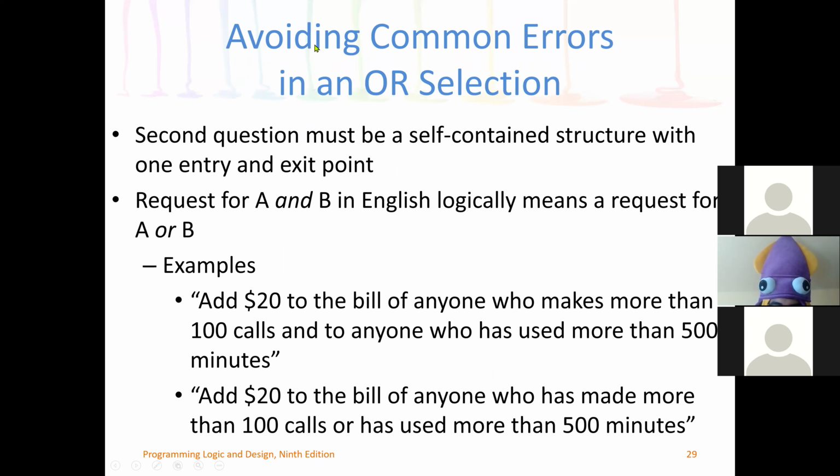So the same thing, we should avoid the common errors in AND. The same thing applies to OR selection also. So for example, here they say we should add 20 to the bill of anyone who makes more than 100 calls. Now they say more than 100, that means 100 is not included. And to anyone who has used more than 500 minutes, which means if you use 500, you are not included.